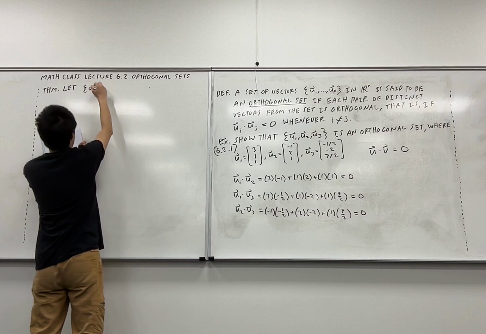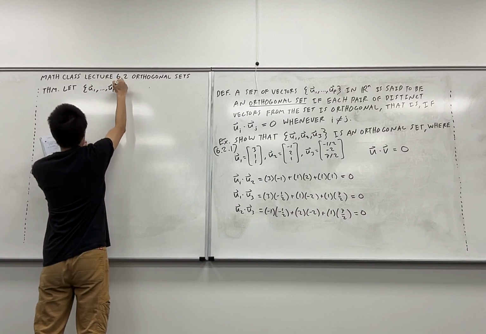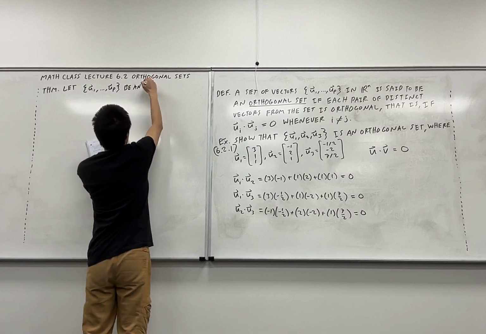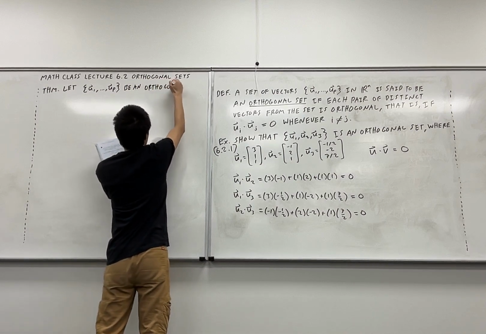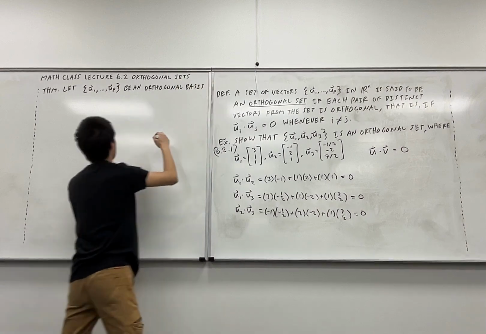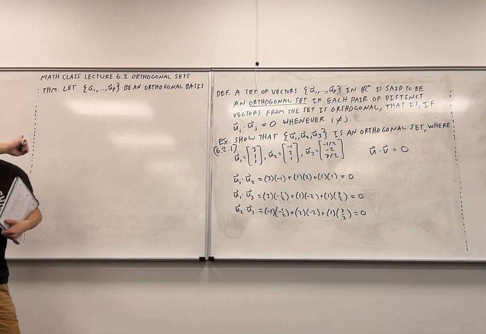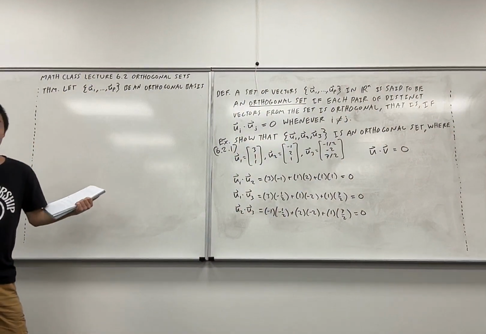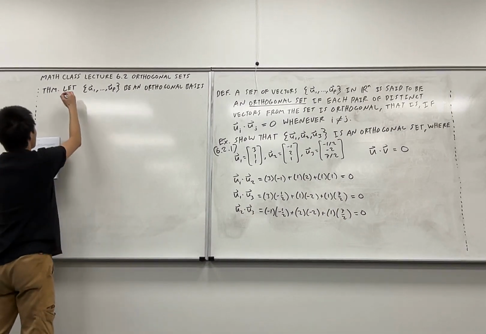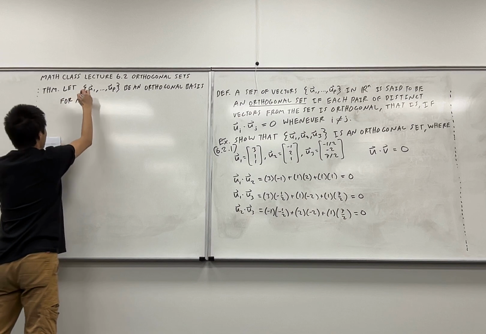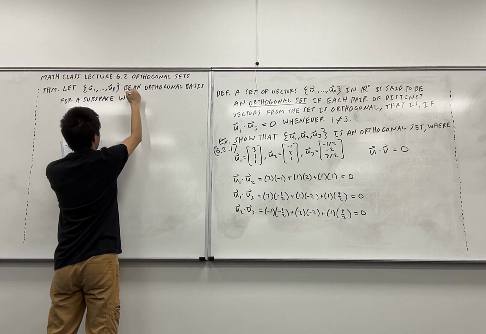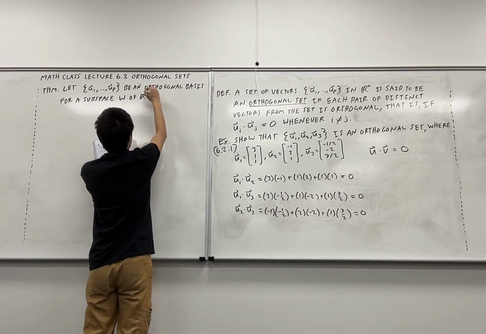Let another set of these, u1 to up, be an orthogonal basis for a subspace W of Rn. Okay, what does that tell me about those vectors? Well, that tells me that every single one of those vectors is orthogonal to each other and forms a basis for the subspace.